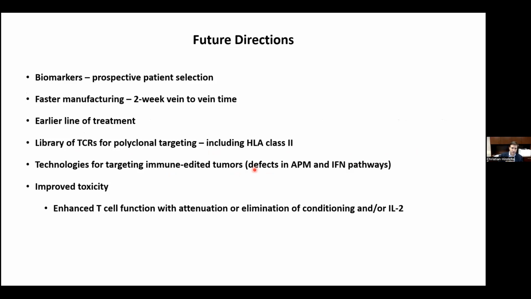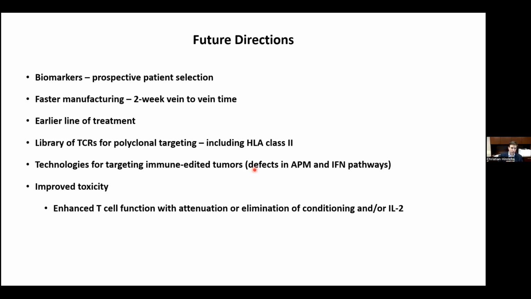For time, I'm not going to summarize the whole talk. I'll just point out future directions. We're looking at biomarkers for prospective patient selection. The biomarkers here are conspicuous. We definitely need to make sure that there's no mutation in the restriction element and that there's no copy loss involving the restriction element. We're also going to be looking for biallelic defects in critical molecules like TAP, interferon gamma receptor 1, and JAK molecules. We're also working now with a faster manufacturing process with a 2-week vein-to-vein time.